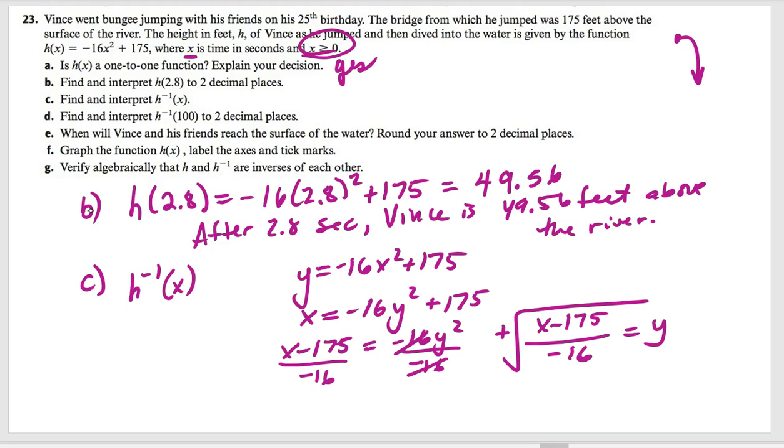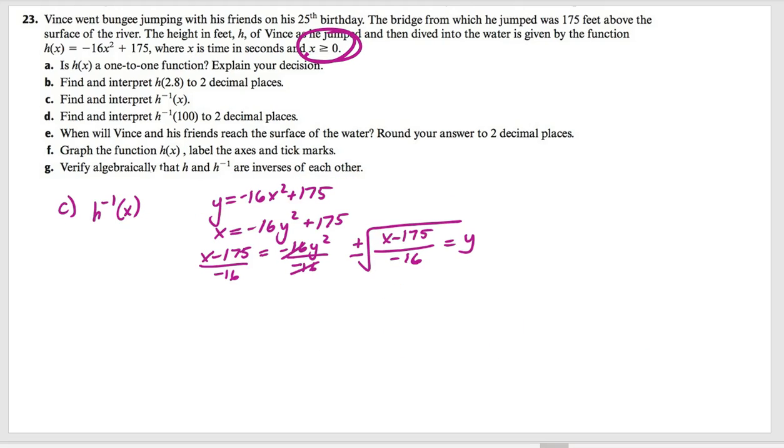And since we took a square root, we're going to consider both the positive and the negative. So this is a good problem to think about those domains and ranges that we talked about in the last section. So we know that the domain of our function h is 0 to infinity.